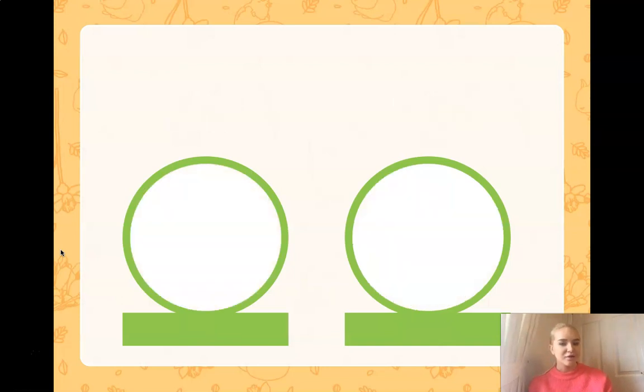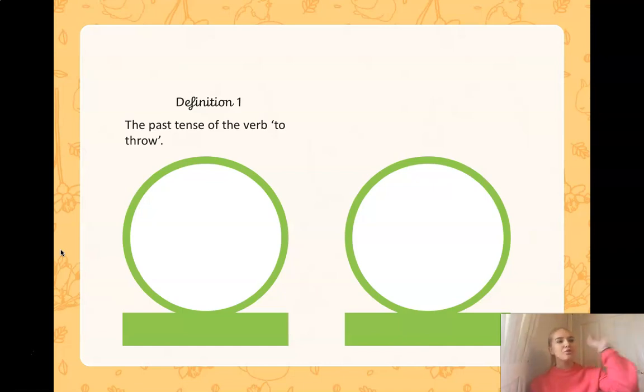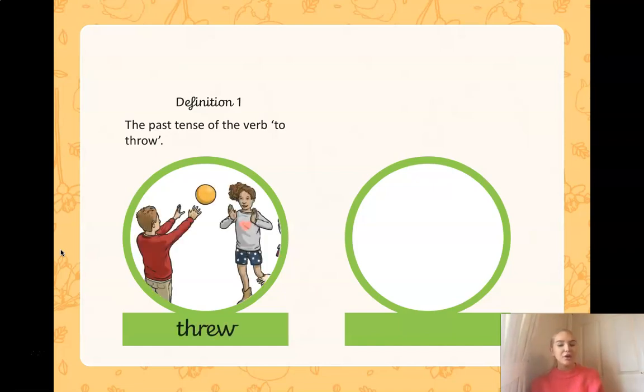Let's have a look at our next pair of words then. So our definition is, we've been looking at this in our English lessons, the past tense of the verb to throw. To throw. If you were to throw something, what was that in the past tense? You threw. Well done, you threw.